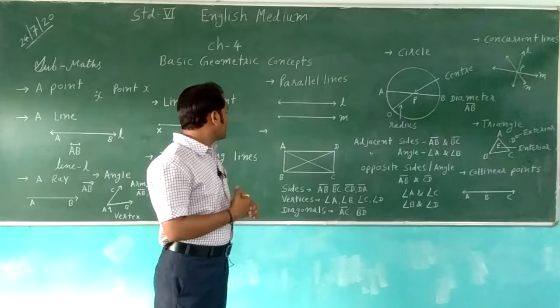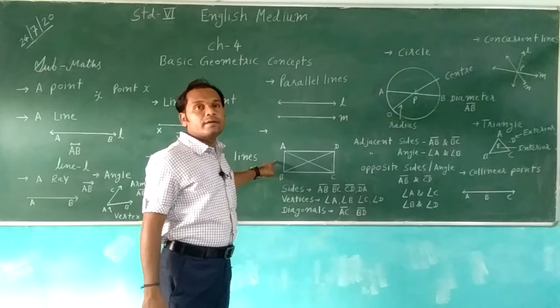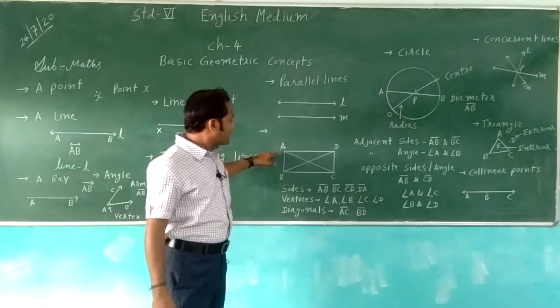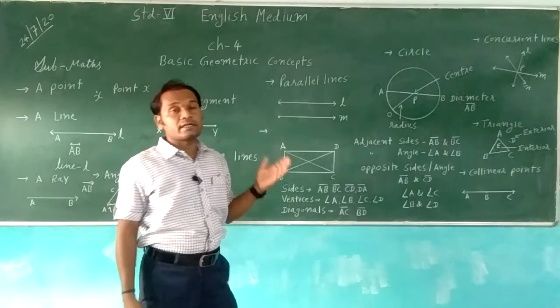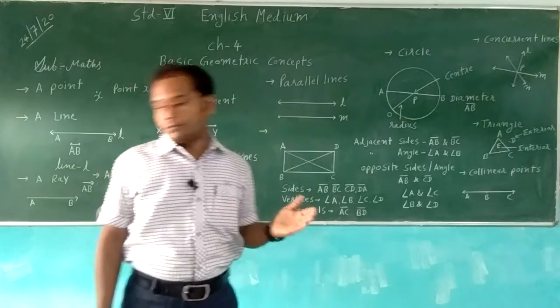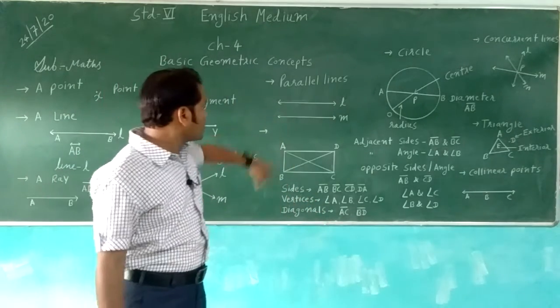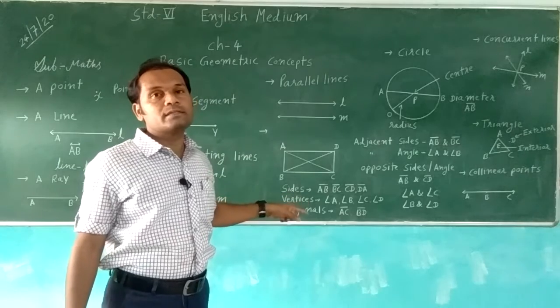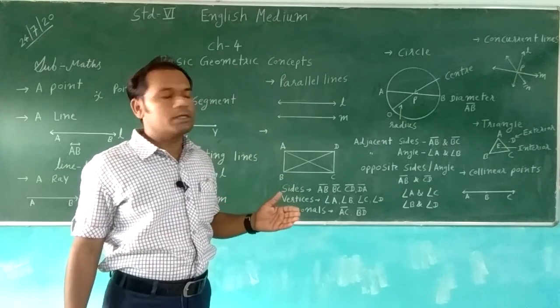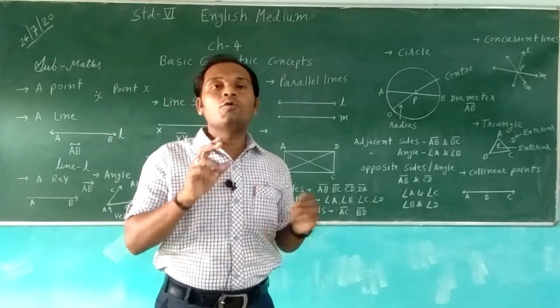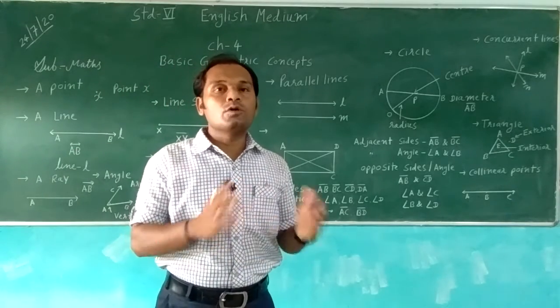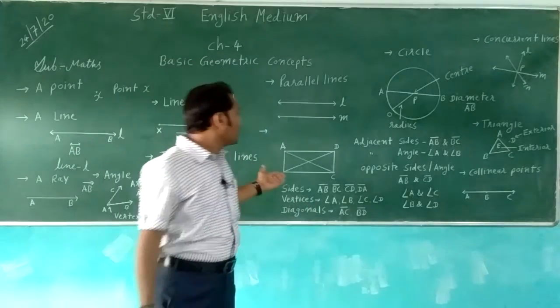Now we have one figure, that is a rectangle. You can see the rectangle is a closed figure. The figure which is closed by all sides is called a closed figure. And an open figure means a figure which is open. It has no closed point. That is called an open figure.